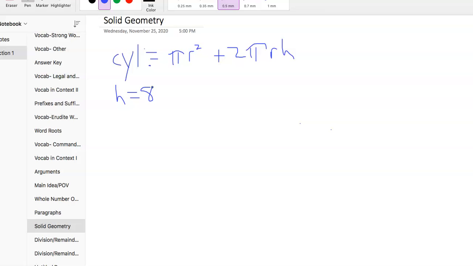The height is 8, and the base has a diameter of 6. Okay, so that just means diameter equals 6. Don't let them throw you off just because they say base or something. Okay, diameter equals 6, right? And we know, we just talked about this, radius is half of diameter. So that means radius is going to be 3, right?